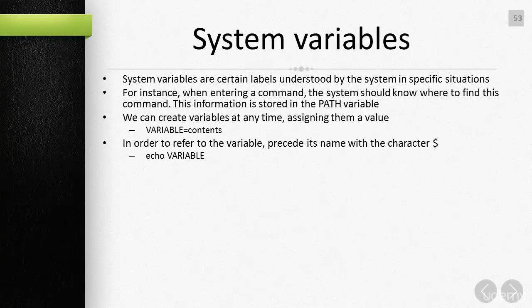You should note that, for example, the command echo variable will display the word variable, whereas echo $variable will display the specific content assigned to the variable called variable. If the variable does not exist, you'll receive an empty string. Let's see right away how it works in practice.